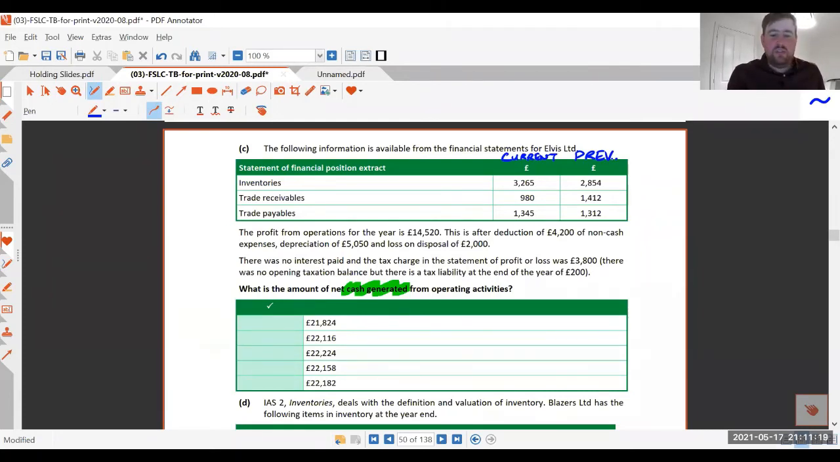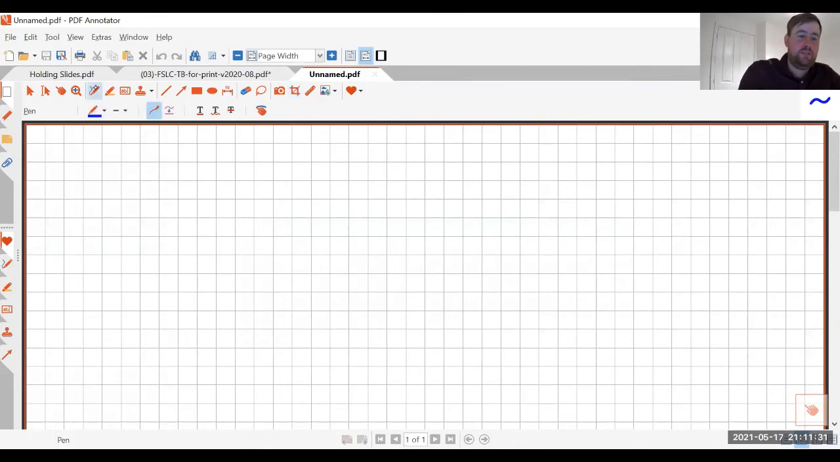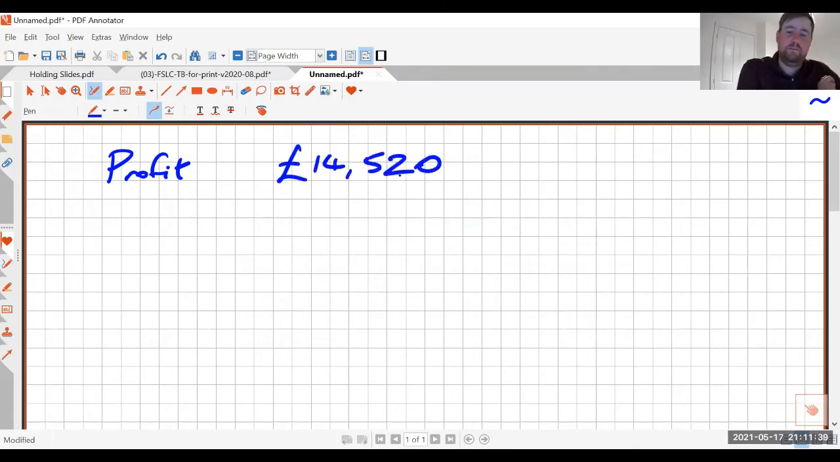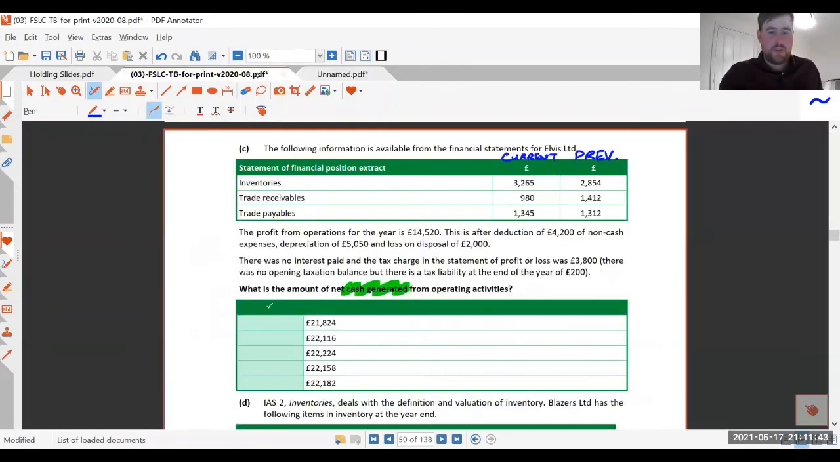It then tells us some extra info, and I'm going to start jotting this stuff down as we go through. So our starting point here is the profit from operations for the year, 14,520. I'm going to write that down as my starting point, over on this sheet just to give myself a little bit more room. 14,520. Good starting point if we're trying to work out how much cash we've generated.